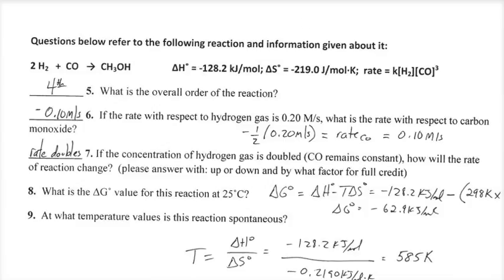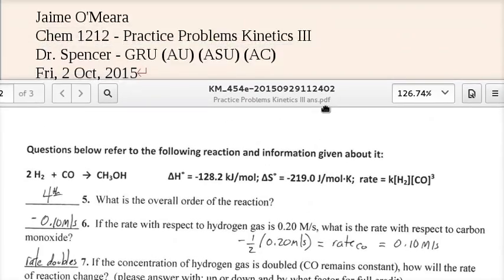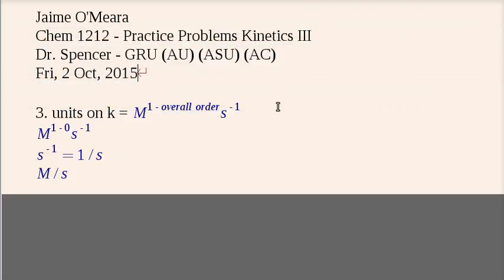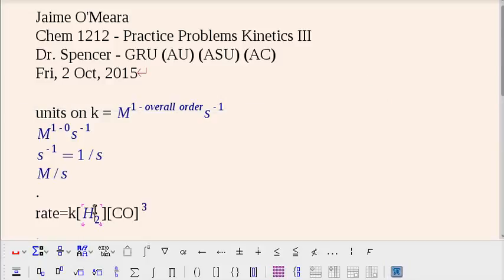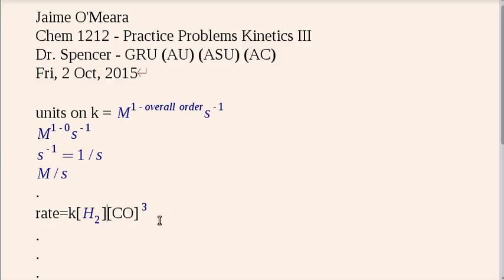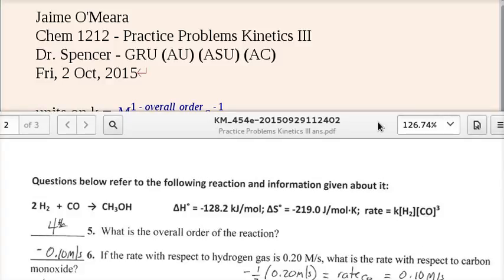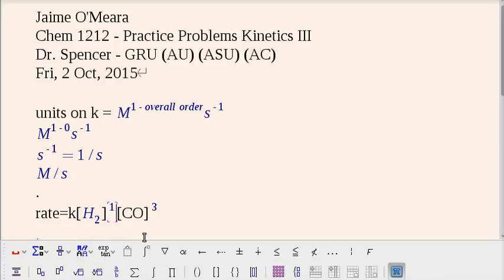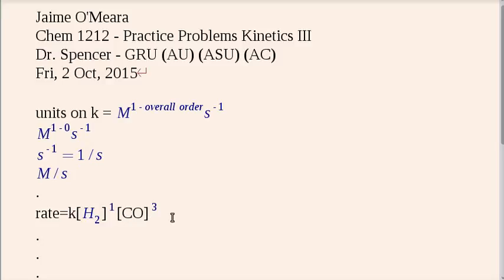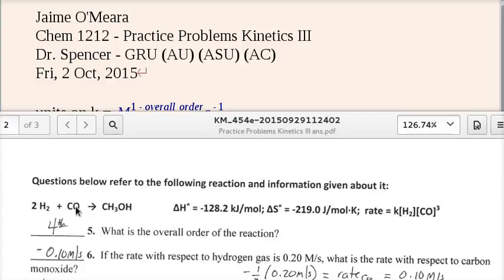So number 5, what is the overall order? We have H2CO3 is the rate law given right here. You can imagine this is to the power of 1. And so to get the overall rate, 1 plus 3 is 4. There you go.